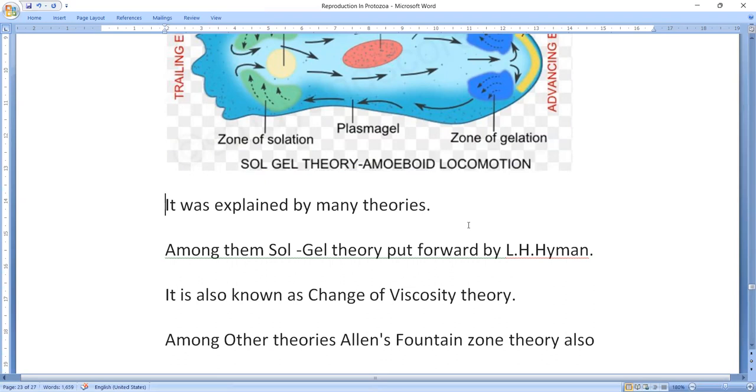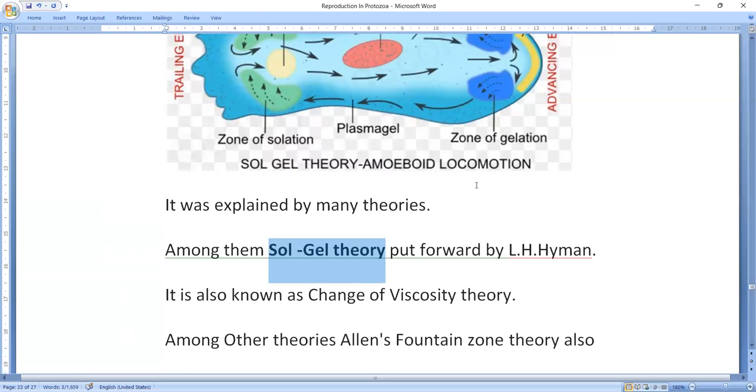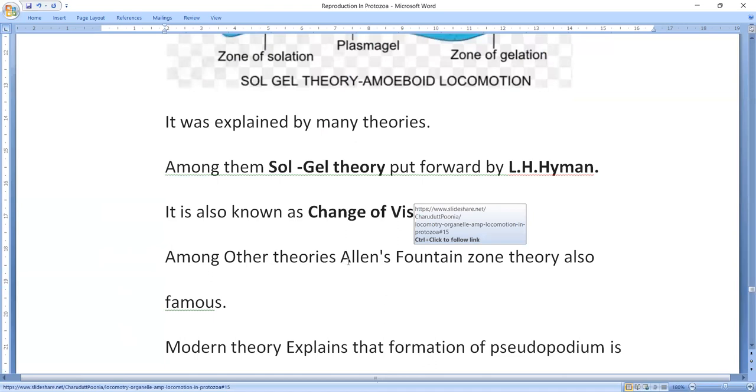Among them is the sol-gel theory. This diagram is the sol-gel theory of amoeboid locomotion, proposed by Libbie Henrietta Hyman. It is also known as the change of viscosity theory. Among other theories, there is another called Allen's fountain zone theory, proposed by Allen. That is also famous.